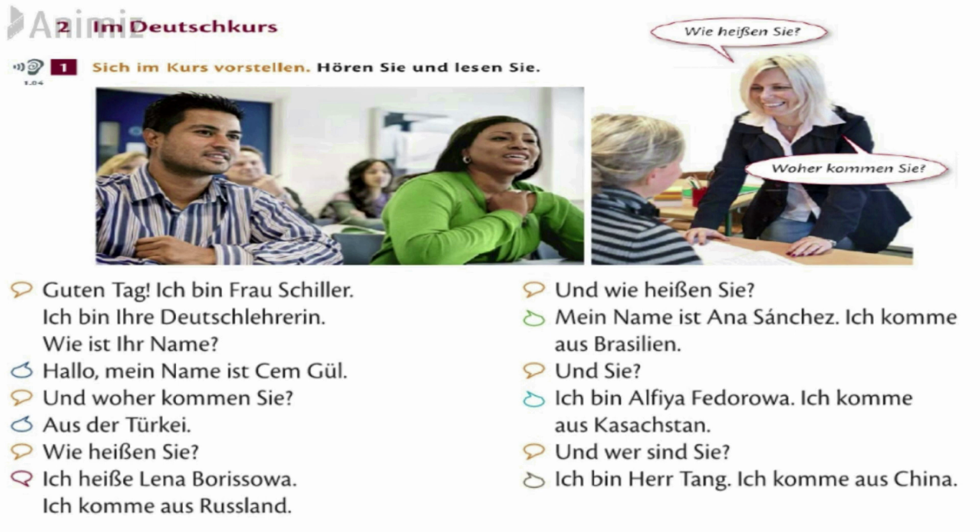Mein Name ist Anna Sanchez. Ich komme aus Brasilien. My name is Anna Sanchez. I come from Brazil. Und Sie? And you? Ich bin Alfia Fedorova. Ich komme aus Kasachstan. I am Alfia Fedorova. I come from Kazakhstan. Und wer sind Sie? And who are you? Ich bin Herr Tang. I am Mr. Tang. Ich komme aus China. I come from China. So friends, you can call yourself like my name is, ich heiße. Kommen means coming, come. And I talk about woher and wo. Wo means where and woher means where from. Okay. So learn it and we are going for the next chapter.